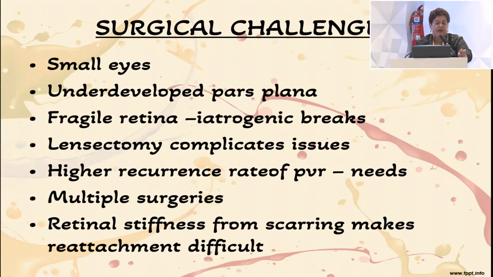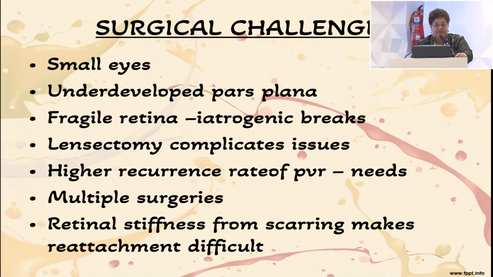The surgical challenges are because the eyes are small. There is an underdeveloped pars plana in most of the ROP cases, premature cases and also in children. The retina is very fragile, so the complication of iatrogenic breaks is more. Lensectomy complicates these issues because you have issues later of the child going amblyopic, and you require other devices to make the child see.